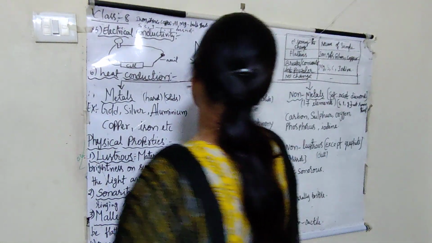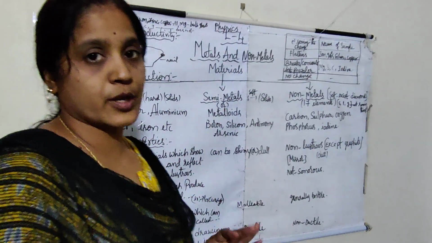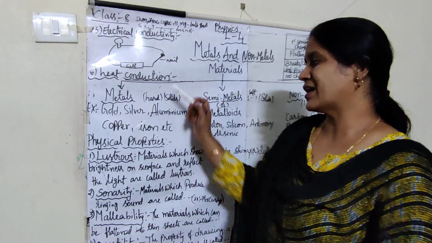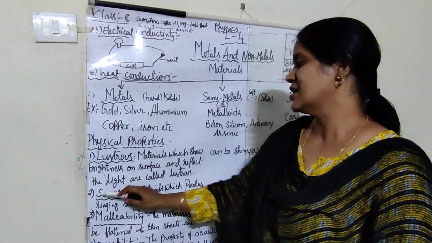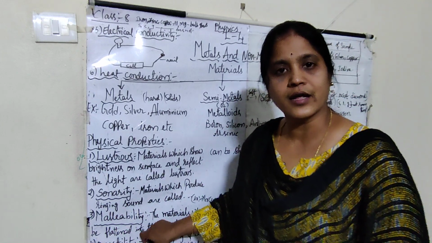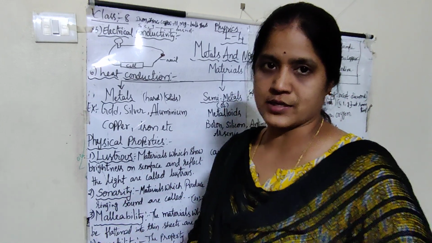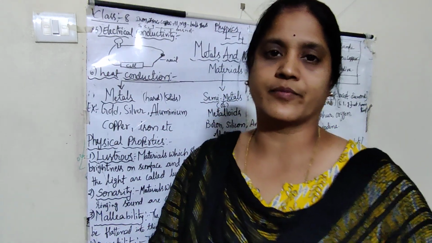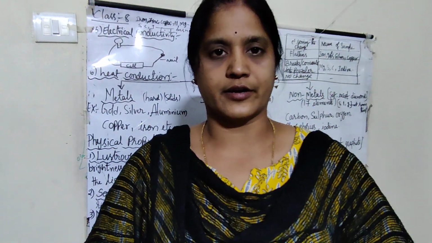Next, so we discussed how many properties now? Four properties. Once I will repeat it. Metals have lustre, sonority, malleability, and ductility. Two more properties are there. They are electrical conductivity. What is that? Electrical conductivity.